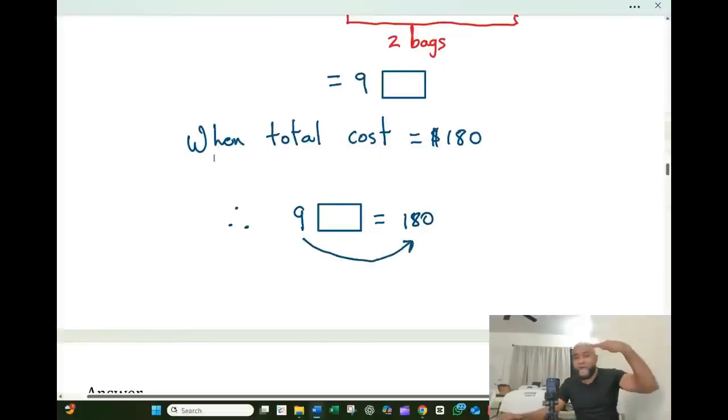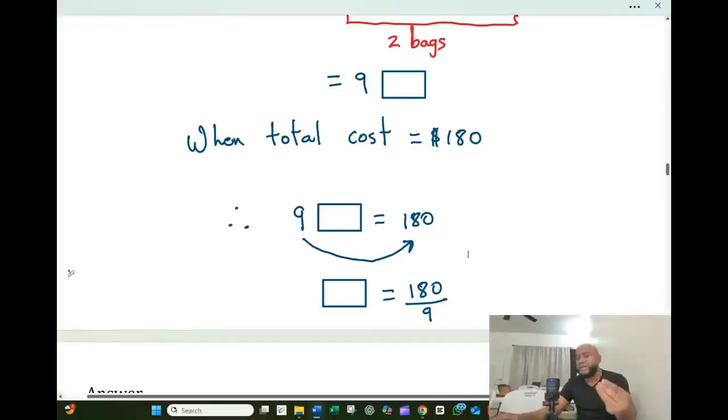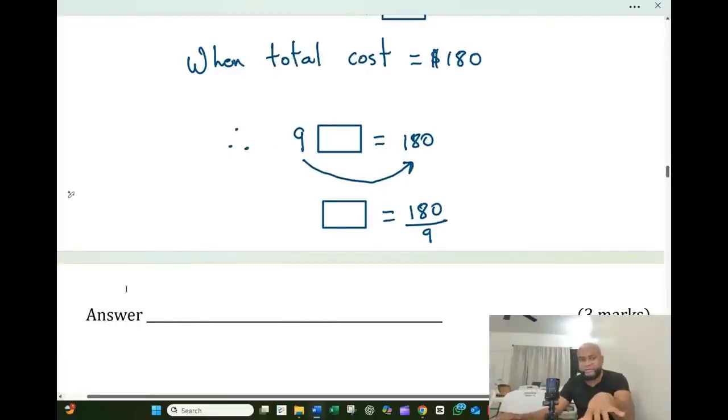So this box now would be equal to 180 divided by 9. Now I want to put this out here one time, letting you all know that even though my workings might seem long, I'm explaining the questions. So my workings might be a little longer than what your shorthand workings could be, which is okay. But I just need it to be clear so that everybody would understand.